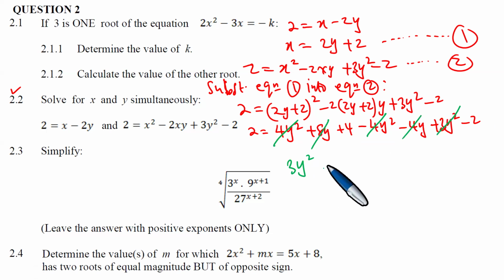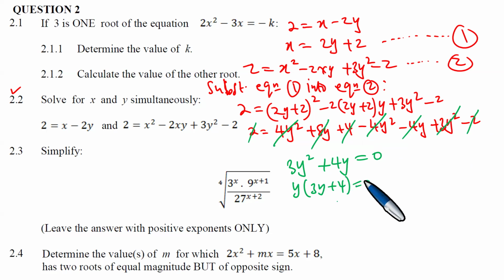8y minus 4y gives us exactly 4y. And then we have 4. This 4 minus 2 gives us a 2, which cancels with this. So we're left with only this here. Okay, this is good. Y, which is 3y plus 4, equals 0. Y is naught. So y is minus 4 over 3.